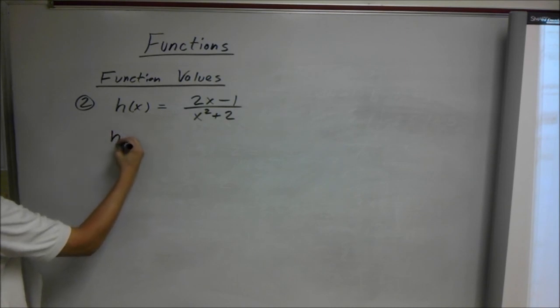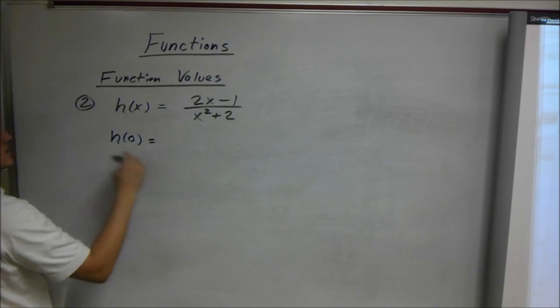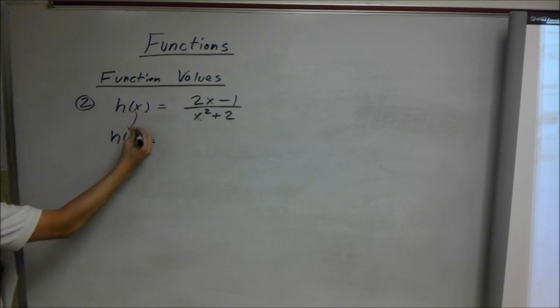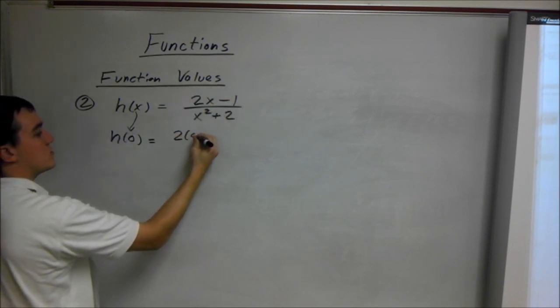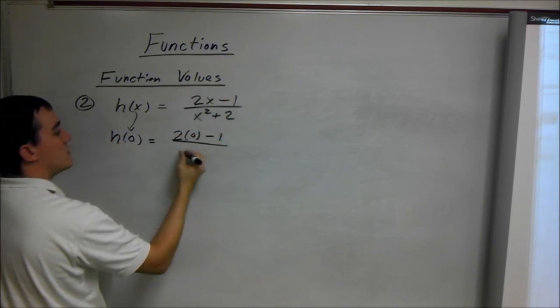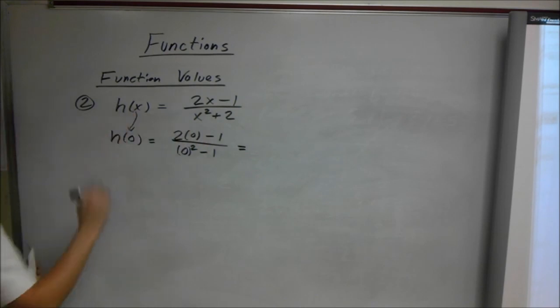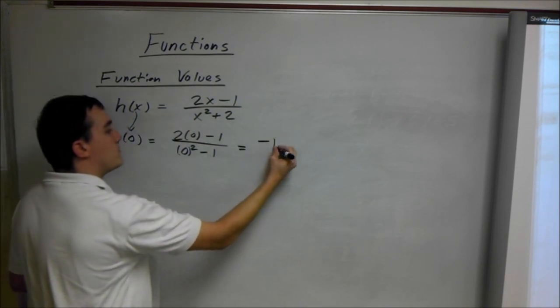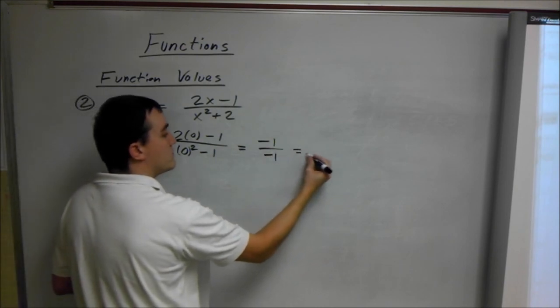First one, say it's at h of 0. So we just plug in x equals 0 into all our x's in here. That's all it wants us to do. 2 times 0 minus 1 over 0 squared minus 1. Well, 2 times 0 is 0, so that term goes away. We just have negative 1 divided by 0 squared. 0 minus 1 is negative 1, so we get 1.